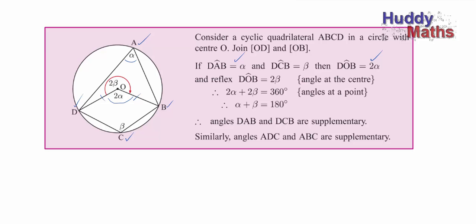And if DCB here is beta, then the reflex angle at the centre, twice the angle at the circumference subtended by the same arc, is 2 beta. But we know the sum of angles at a point, or one revolution, 2 alpha plus 2 beta, is 360 degrees. Divide both sides by 2, and we have our result. In other words, in any cyclic quadrilateral, we can do this sort of deductive reasoning and come up with the result that the opposite angles of a cyclic quadrilateral are supplementary.